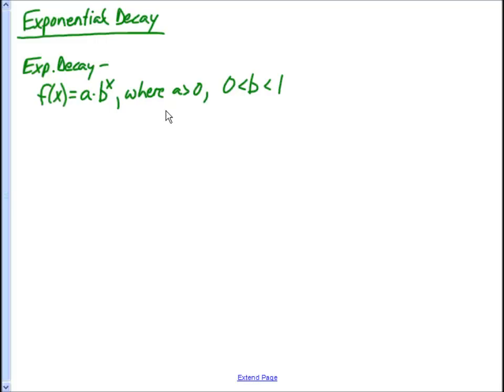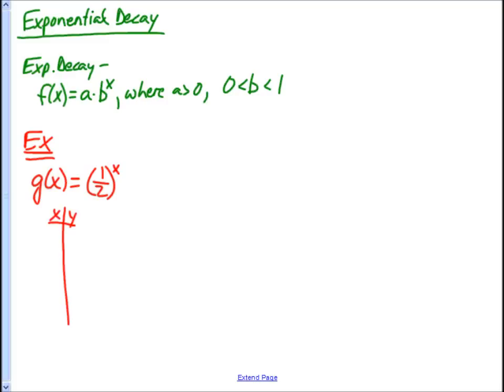So let's let our a be 1. Let me do this in red. Start off, so let a be 1 and let b be a half. Let's go ahead and graph. Let's call it g of x is 1 half to the x. Of course, we don't have to write the 1 out in front of that 1 half.